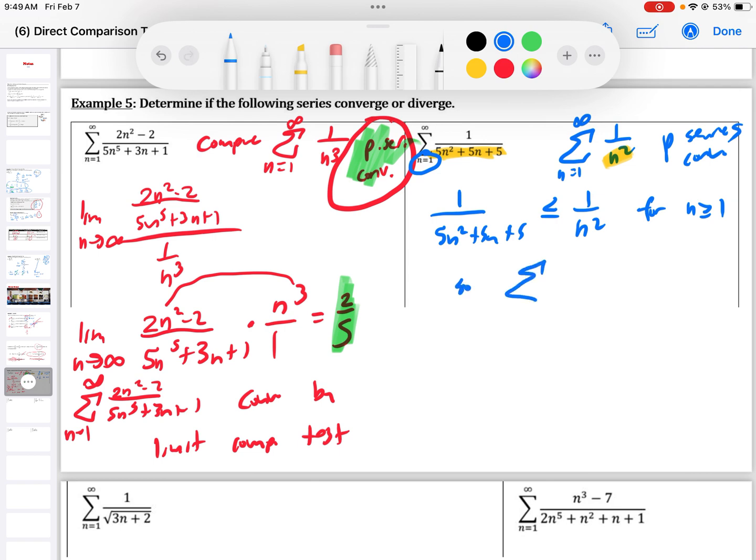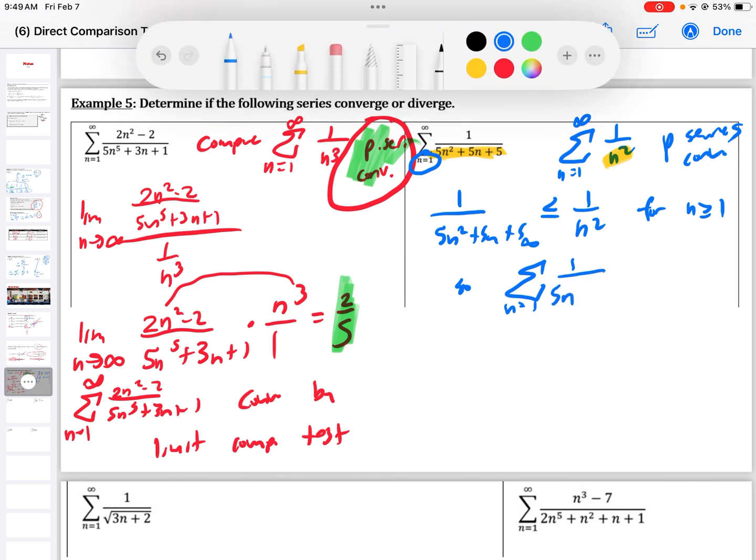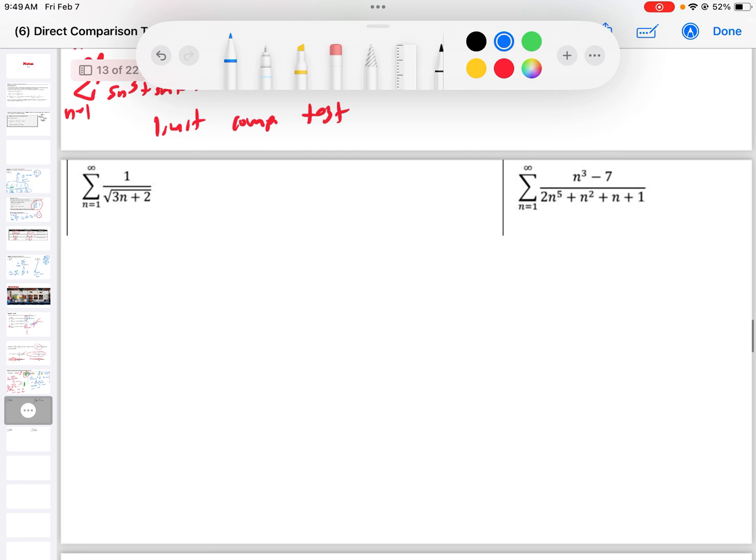So my series that I'm trying to show, I'm going to write it all out again. So the bigger one converged, so this one's going to converge by the direct comparison test. All right. I'm going to run through these a little bit faster. I'm going to try not to talk. I'm just going to write them out.